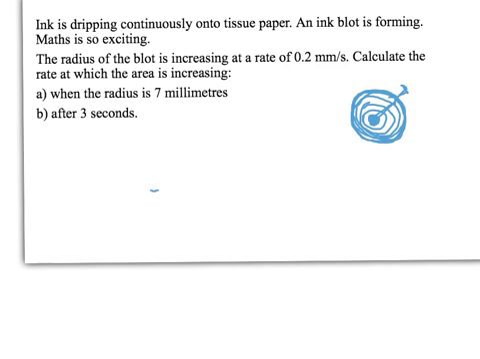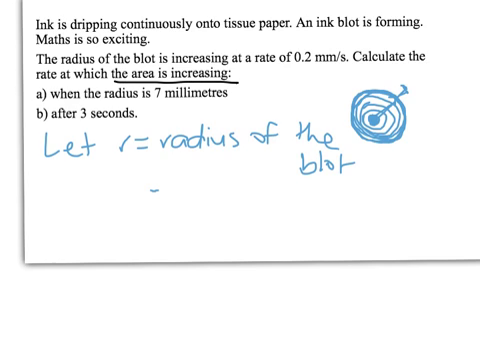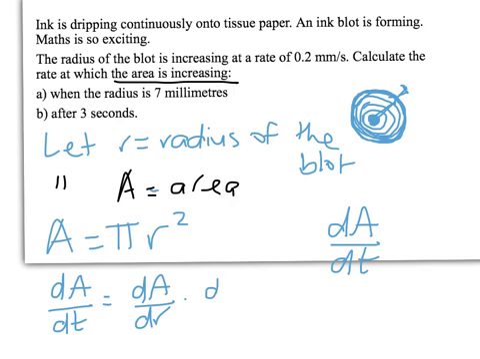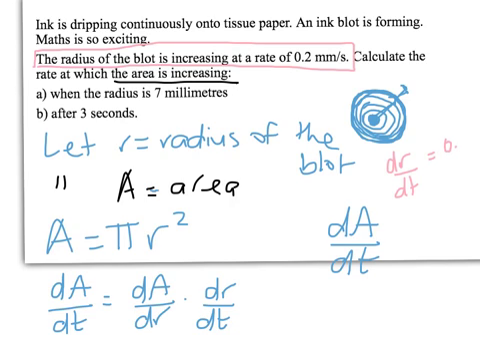So we can see that we're going to need to have something be the radius, so we'll let r be the radius of the blot, and we are being asked to figure out the rate at which the area is increasing. So let A equal the area. Now we know that A is equal to pi r squared, and we are trying to find dA by dt, so the rate at which the area is increasing. So using the chain rule, dA by dt will equal dA by dr times dr by dt. Now we know dr by dt, the radius of the blot is increasing at a rate of 0.2 millimetres per second. So dr by dt is equal to 0.2. Put the unit in. Right, so what's dA by dr?